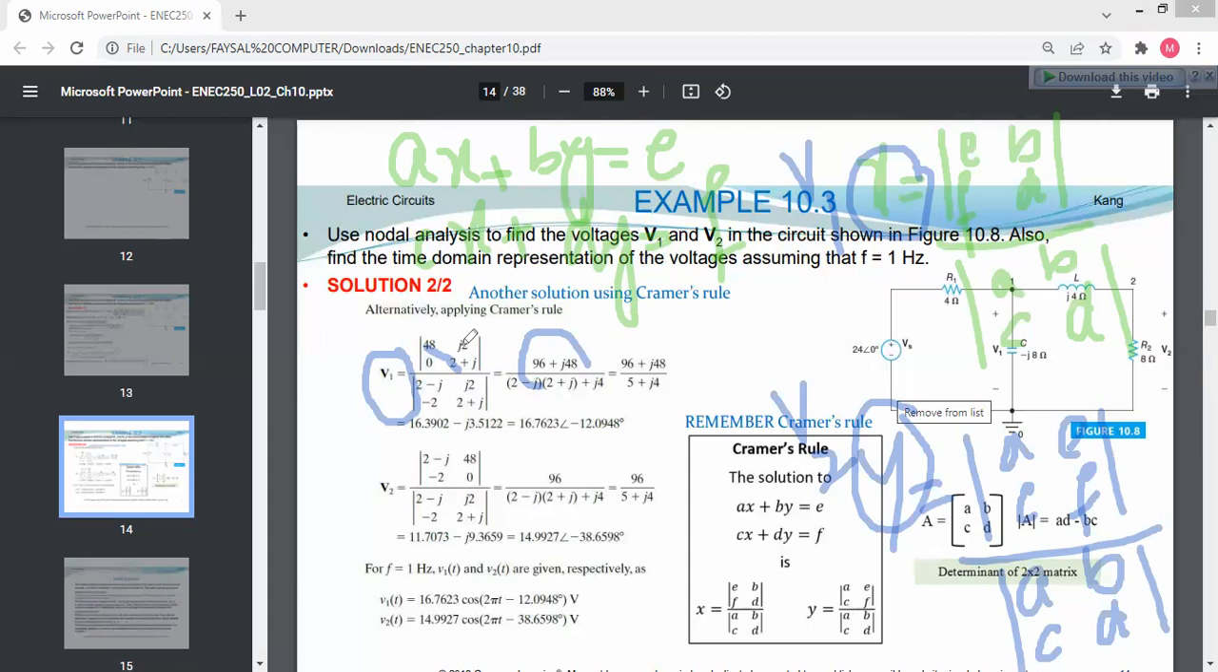And then negative equals to positive, so it will be j4. So this is the value of V1 for my system.